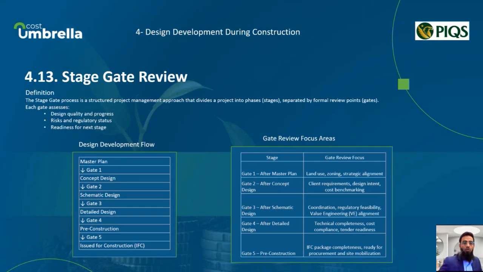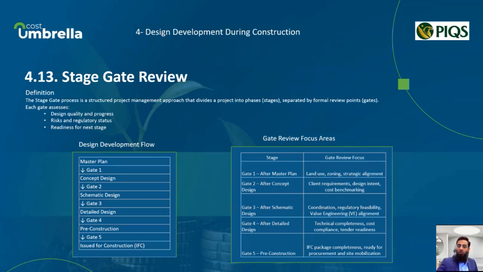Okay, so here are the stage gate reviews. The stage gate process acts like a quality filter for your projects. At each gate, the project team pauses to evaluate whether the design is on the right track, meets performance and budget targets, and is ready to proceed to the next phase. This method ensures that we don't carry unresolved issues forward, which can become costly during construction.